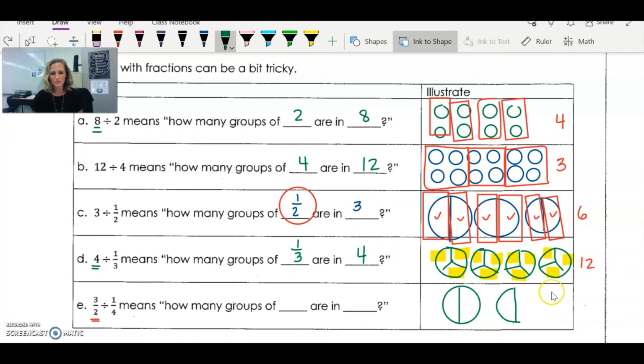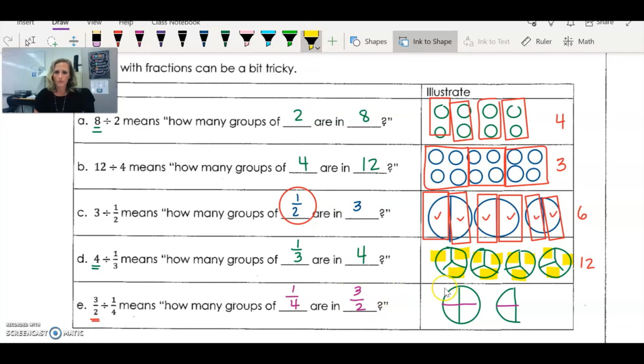There we go. All right, so we want to know how many fourths are in these 3 halves. So really what we're going to have to do is divide these up additionally. So right now I've got 1/2 and 1/2. To make it fourths, it's going to be cut again. And so we want to know how many groups of 1/4 are in 3 halves.